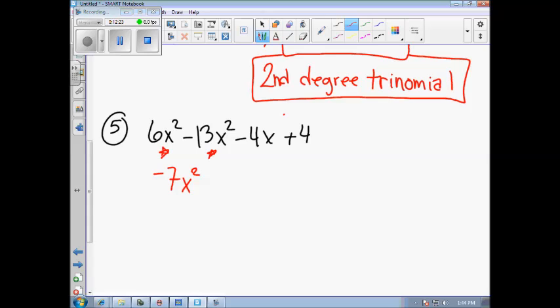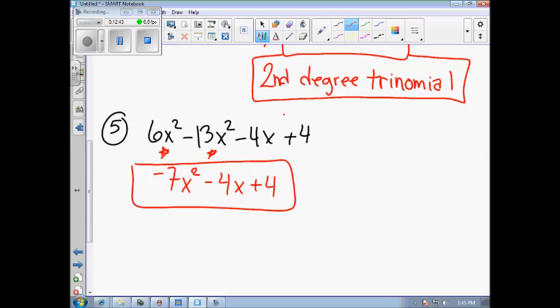Okay, and then let's copy the rest down. And now we need to put it in standard form. Braden, we need standard form to be decreasing exponents. So what would standard form be? Yeah, good job. That's already in standard form, right? X squared, x to the first, no variable, which is actually x to the 0. Any questions about standard form?